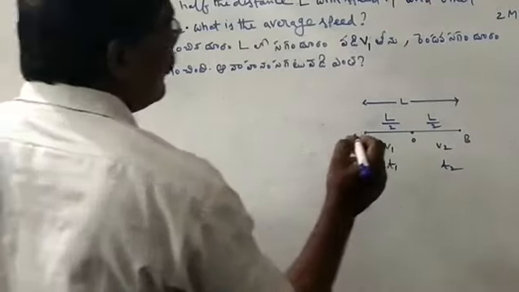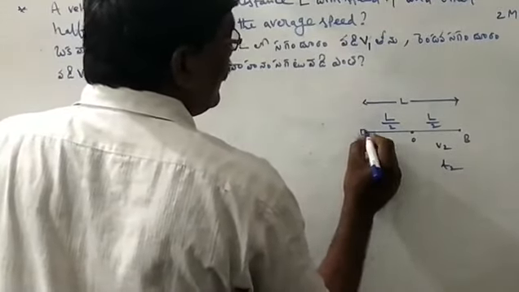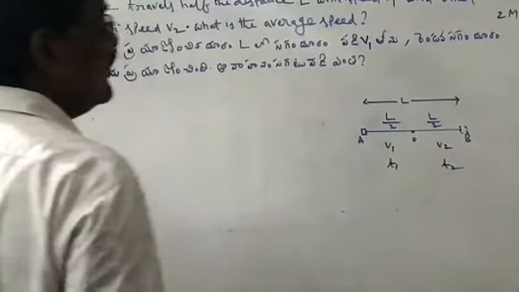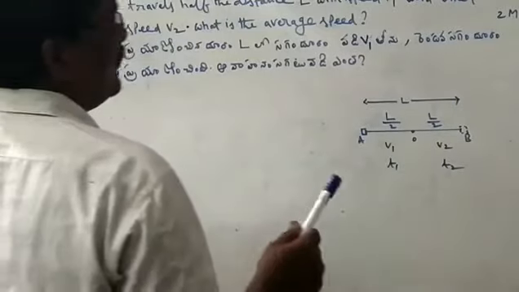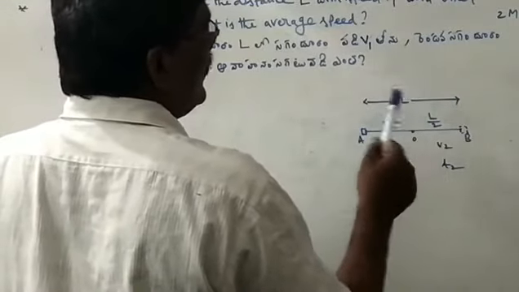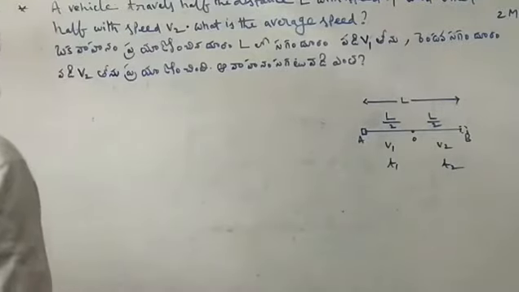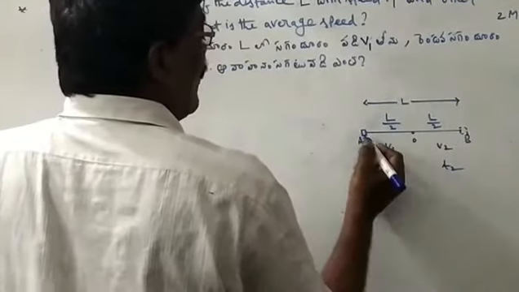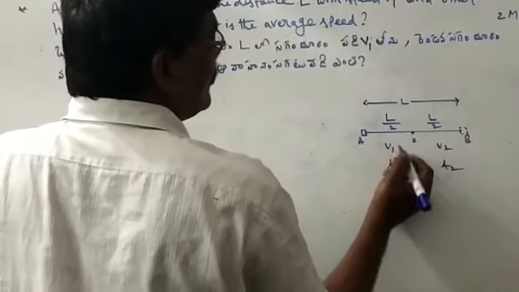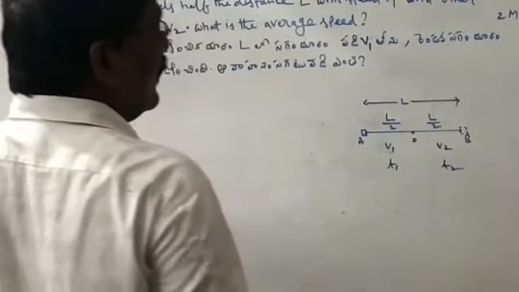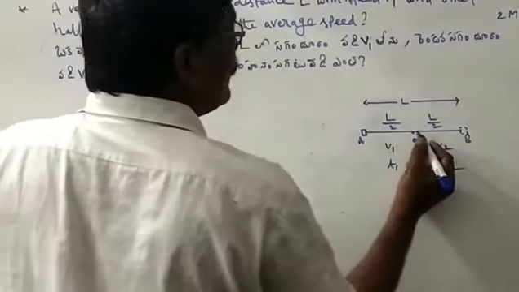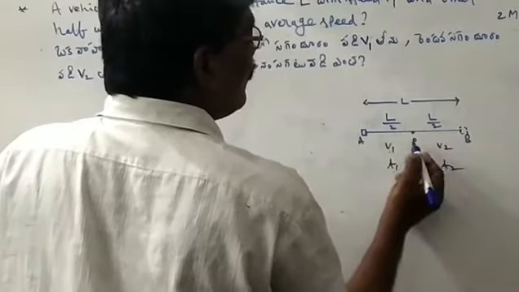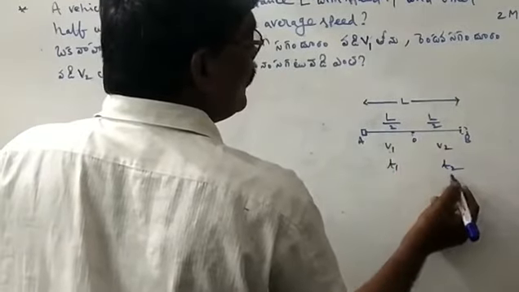Consider a body moves from A to B. The distance between A and B is L. Its half distance is L by 2. Half of the distance is traveled with speed v1. The other half distance with v2. Time taken from A to O is t1. Time taken from O to B is t2.